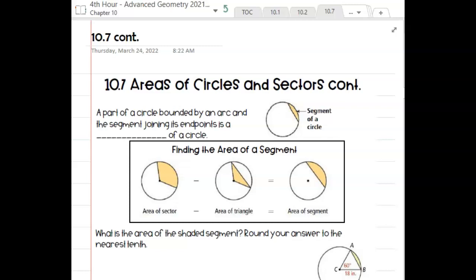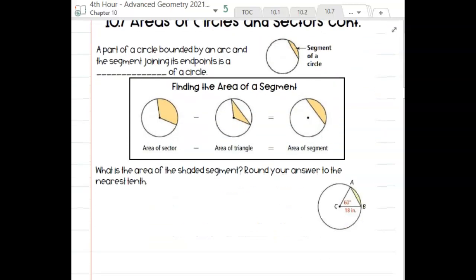So, what we're talking about today is similar to what we did yesterday. Yesterday we talked about how to find the area of a sector. Remember, a sector is like a chunk of a circle. If you were to take out a slice of the pie, that would be a sector. Today we are going to take that sector and connect the endpoints that are on the edge of the circle.